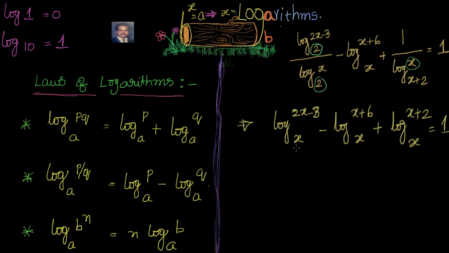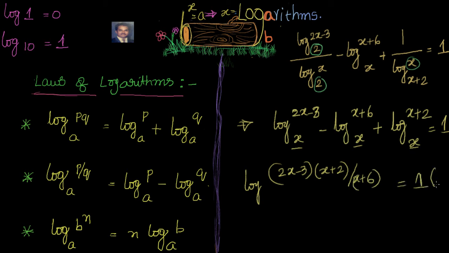Now this is pretty simple because all of them are to the base x. I can directly write it as log of 2x minus 3, apply the first law on the first term and third term, which becomes x plus 2. Now whatever the resultant, apply the second one. This becomes x plus 6 equal to 1. Now this is in logarithmic form. Convert that into exponential form. That becomes 2x minus 3 into x plus 2 is equal to, this is base x, so it becomes x to the power of 1, which is equal to x into x plus 6.